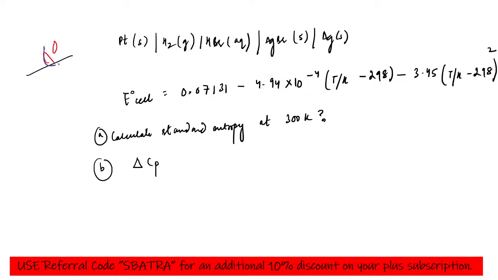So this is your cell reaction given, this is your cell, and this is your E naught cell equation in terms of temperature. You have to calculate the standard entropy at 300 kelvins, and second, you have to calculate the change in Cp.